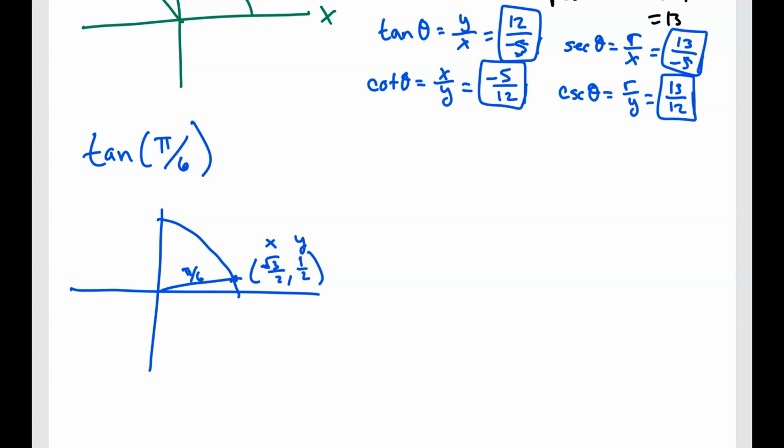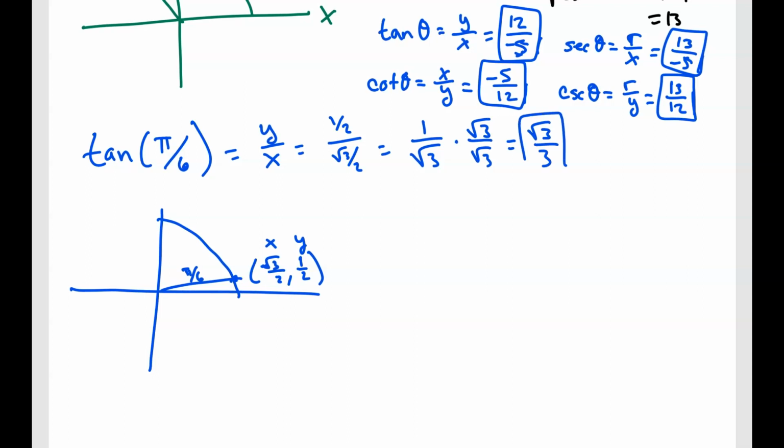Okay, so the way that you would want to find the tangent of pi over 6 is, well, you know that this is going to be y over x, and you're going to have 1/2 divided by square root of 3 over 2. Okay, so you would divide this, and what you would end up getting would be 1 over square root of 3. Okay, we want to rationalize this, so you're going to have square root of 3 over 3.